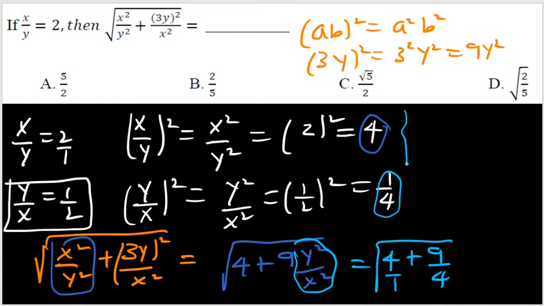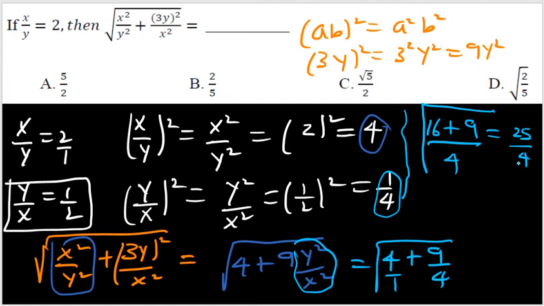So we can use the upper space here, and I can use crisscross. 4 times 4 will be 16, plus 1 times 9 is just 9, the whole over 4. Everything, don't forget, it is in the square root. 16 plus 9 will be 25 over 4 in the square root. Then both the numerator and the denominator are perfect square numbers, so it can be taken as 5 over 2. So the answer will be A.